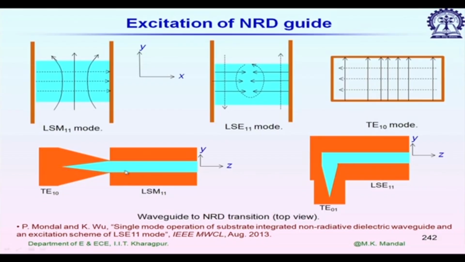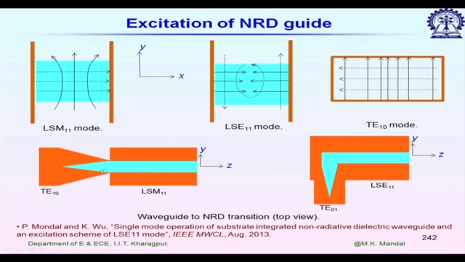I am showing a cutaway view. So, you see the LSM11 mode will have electric field component parallel to ground inside this, and then you have to turn this rectangular waveguide to have the electric field of TE10 mode in the same direction. We do not have any problem due to field matching.